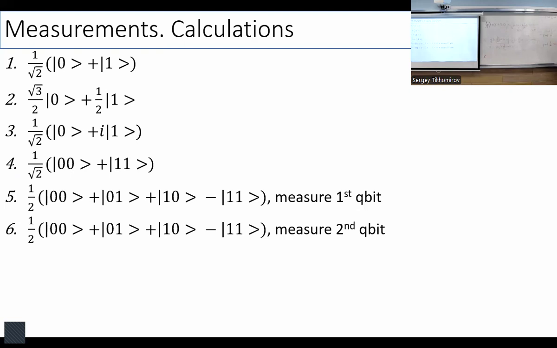Probability 1/2, and the state 1 over square root of 2, 1, 0, minus 1, because it is here. Now 0.6. I will draw the template, and you will think: probability 0, state.